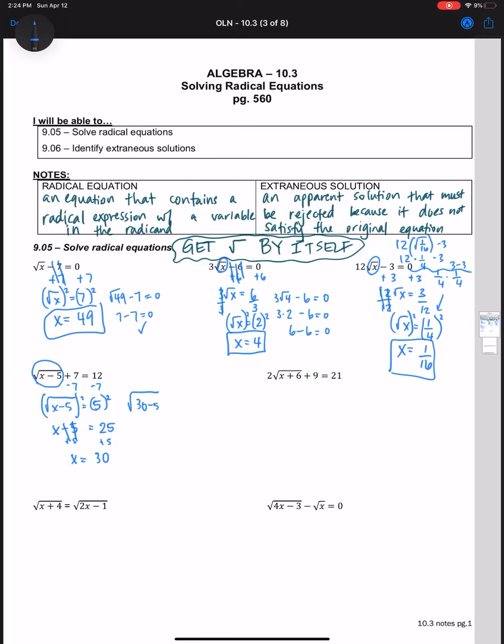All right, you can still check your answer. 30 minus 5 plus 7, does that equal 12? Well, that would be the square root of 25 plus 7. 5 plus 7 equals 12. Yes, it does. So 30 is correct.